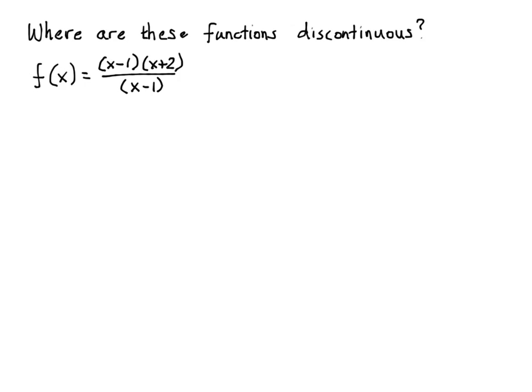Okay, so let's look at a few functions and say, where are they discontinuous? Where is this one discontinuous? At x equals 1, right? Because when we graph that, we're going to get a graph that looks like f of x equals x plus 2, but that x minus 1 there is going to throw us a loop because it's going to be 0 over 0 when x equals 1.